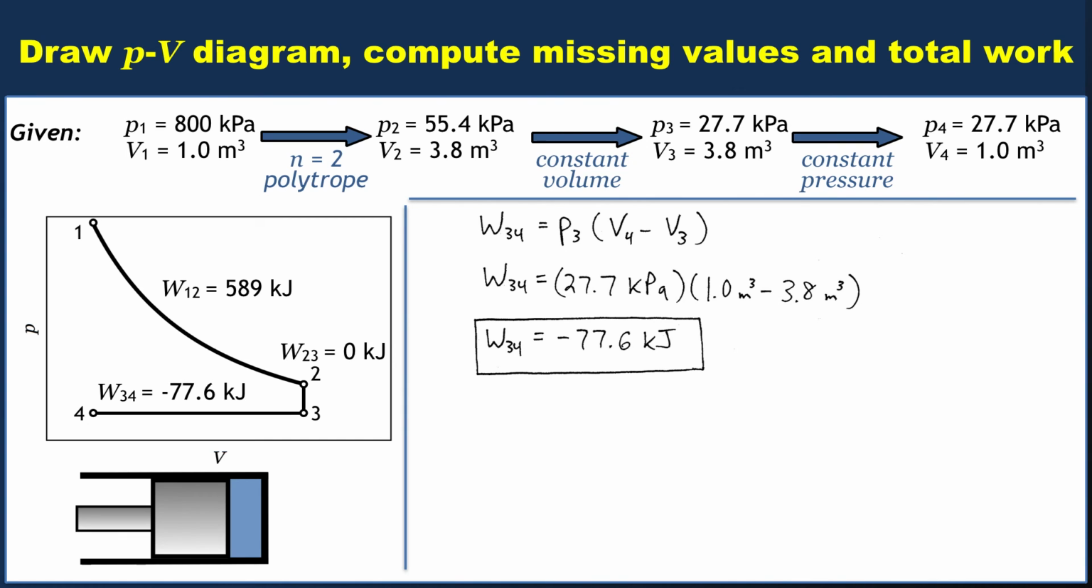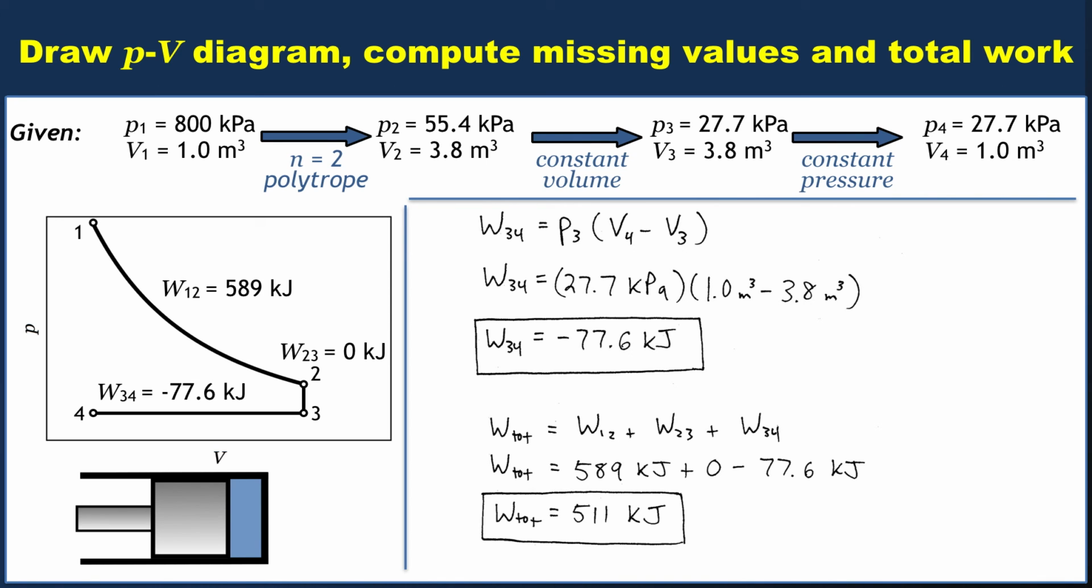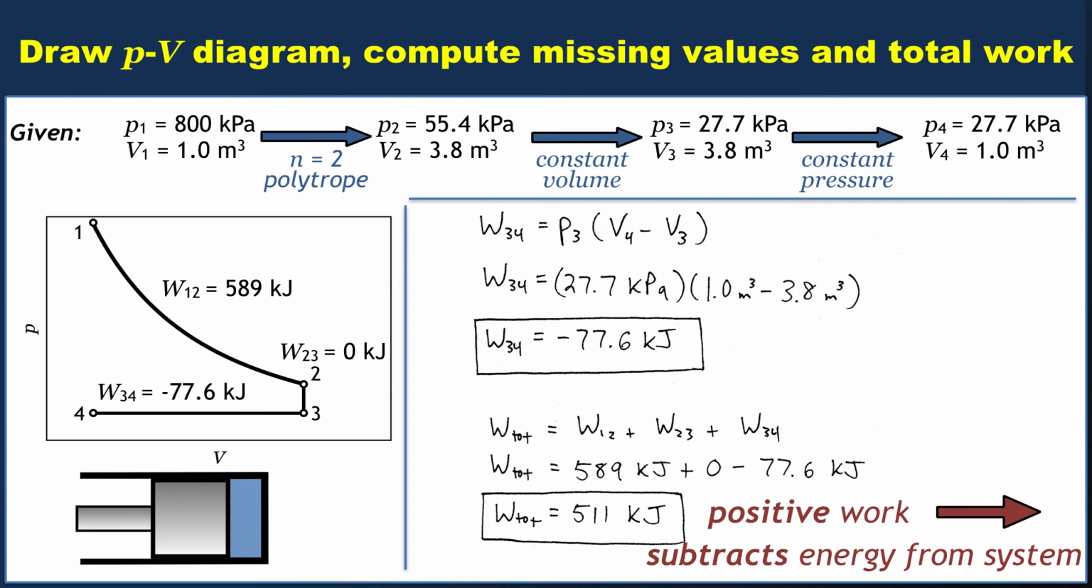So now we have 3 values of work for 3 different processes. The total work associated with the sequence of processes is literally just the sum of the individual works that we computed. So 589 plus 0 minus 77.6 kilojoules gives us a total work of 511 kilojoules. This is a positive number, and you may remember that positive work tells us that energy was subtracted from the system. Again, we don't know what's going on with heat transfer, but from a work perspective, we know that energy was taken away from the system.